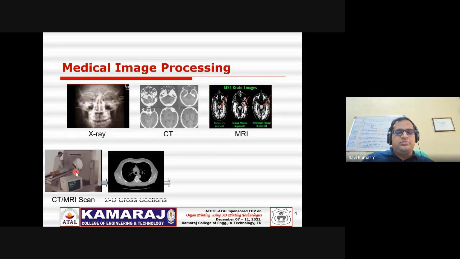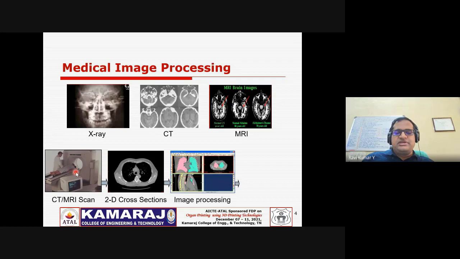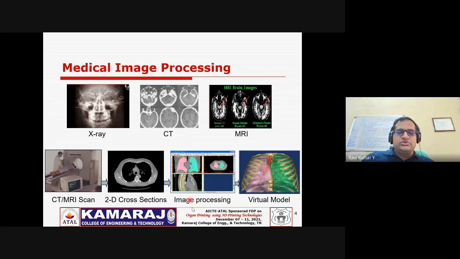Then your DICOM image basically consists of two-dimensional cross sections. These two-dimensional cross sections are further reconstructed into a three-dimensional model. So how are you going to reconstruct that three-dimensional model? You have several medical image processing software tools to do this job.